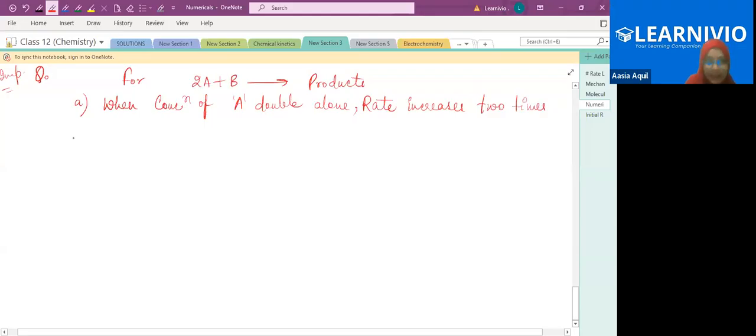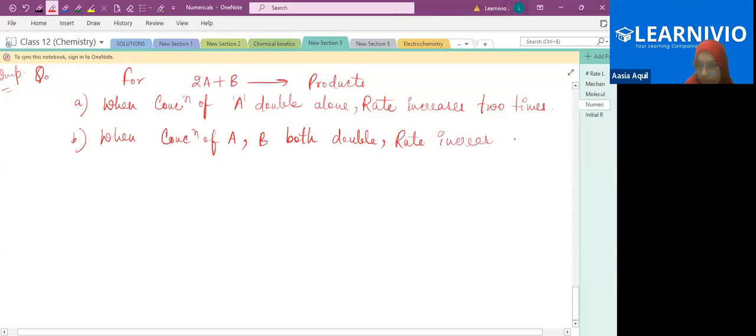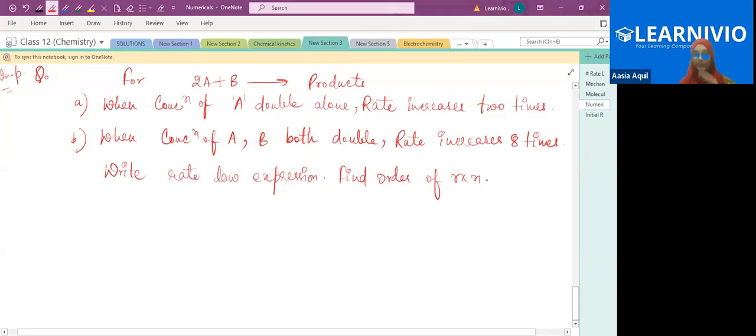Second part is when the concentration of A and B both double. So in this case, the rate increases 8 times. In this case, you have to write down the rate law expression and also find the order of reaction.